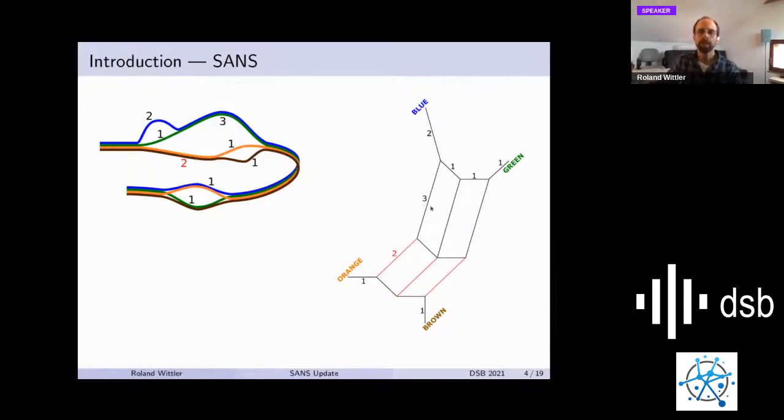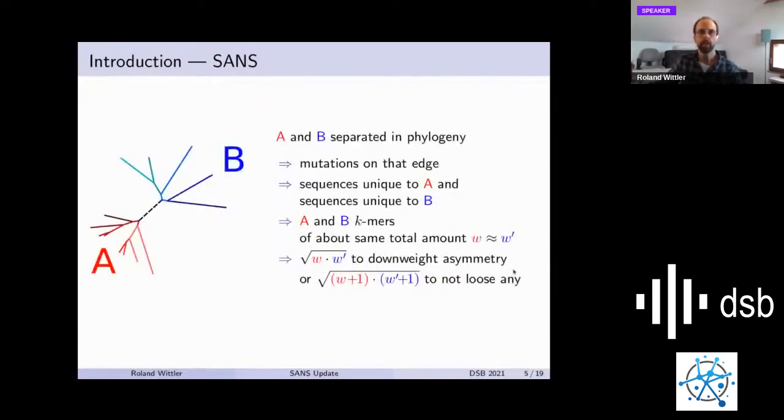Now you see, of course, that we have, on the one hand, the split brown-orange versus the rest, and the split blue-green versus the rest, and of course they tell the same story, so we somehow want to combine these two splits, and we call them the inverse splits of each other. The question is, how do we combine the two weights of these splits? A naive idea would be to sum them up or to take just the mean value, but in practice this doesn't work so well. Instead, we take the geometric mean.